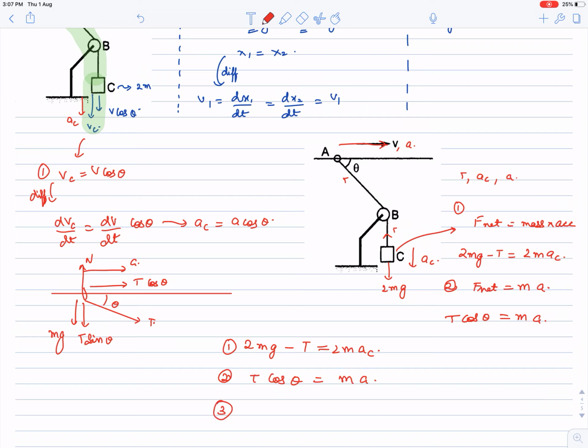I've already derived the third equation. The third equation is ac is equal to a times cos theta. You have to solve the complete problem at theta equal to 30 degrees. Solve it, you'll get acceleration as 6.8 meters per second square. That's the answer.